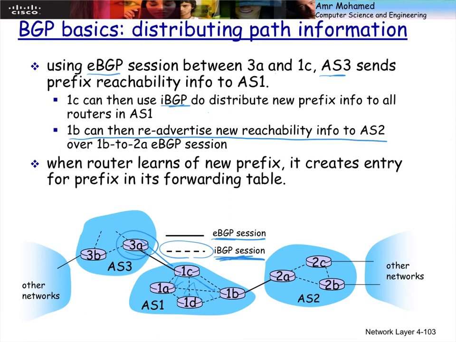So here it says that 1B can then re-advertise the new reachability information to autonomous system 2. Again, this is according to the policy. If there is a policy that allows the traffic from AS2 to go all the way through AS1, then 1B will report that to autonomous system 2. Okay, so that all depends on the policy.